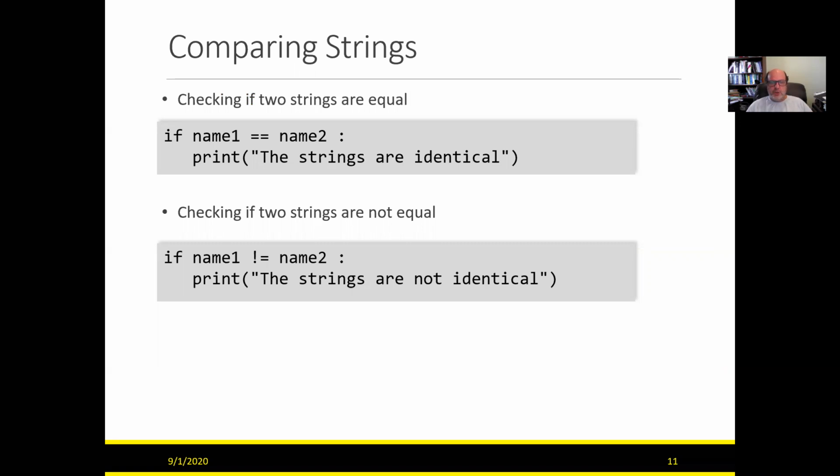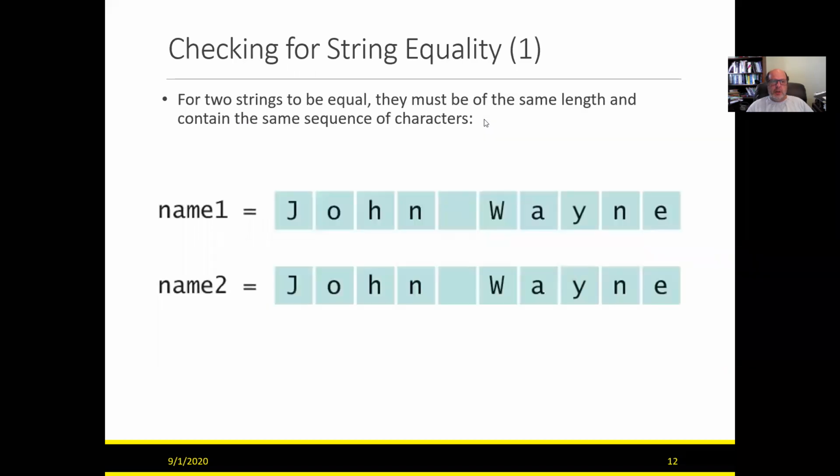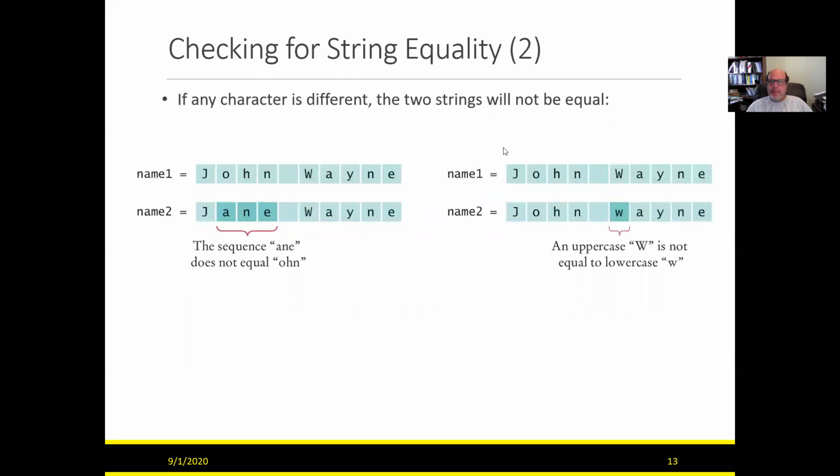We can check two strings to see if they're equal. We can check to see if two strings are not equal. So the comparison for the string does start with checking the characters, and if the characters are all exactly the same, it's going to be equal. It's going to check against the ASCII table. So if the character is uppercase and the other one is lowercase, that's going to be smaller.